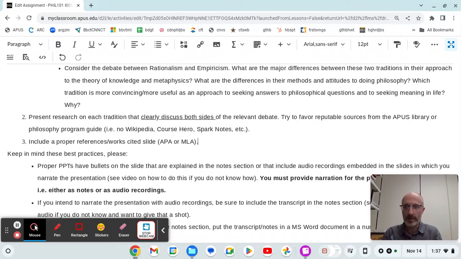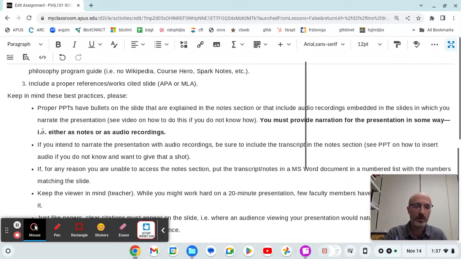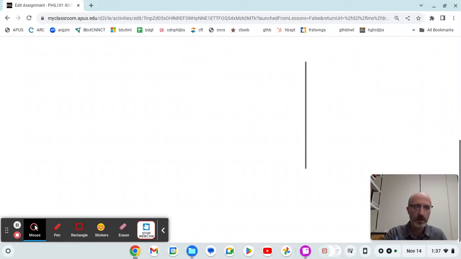Okay? Putting something in your works cited section at the end of the assignment does not mean that you can forget about quotation marks or in-text citations. If you use somebody's ideas, you've got to have an in-text citation for them, even if you don't use the exact words. Okay, if you paraphrase somebody's idea, you need an in-text citation next to it.